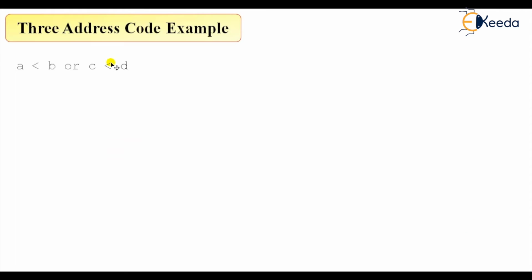Hi everyone, this is the second example of 3 address code, and I'm explaining the translation of a logical statement into 3 address code. Here there is an OR connective, and we have to check whether A is less than B or C is less than D.